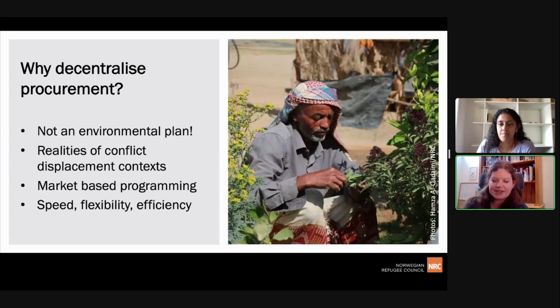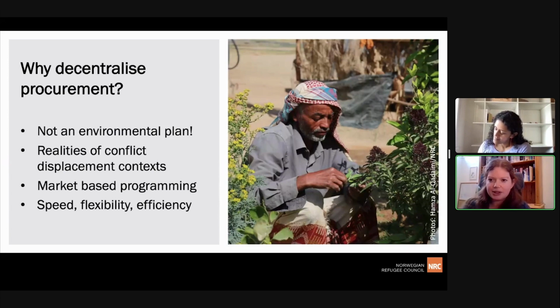I'm aware that this is something that's been of interest to lots of organizations because of thinking about environmental impact and reducing the weight of supply chains. But for NRC, this was a decision taken quite a long time before and not based on environmental impact. So I wanted to mention some of the other aspects, because greening doesn't happen in a vacuum, and some of the other reasons why we decentralized our procurement.